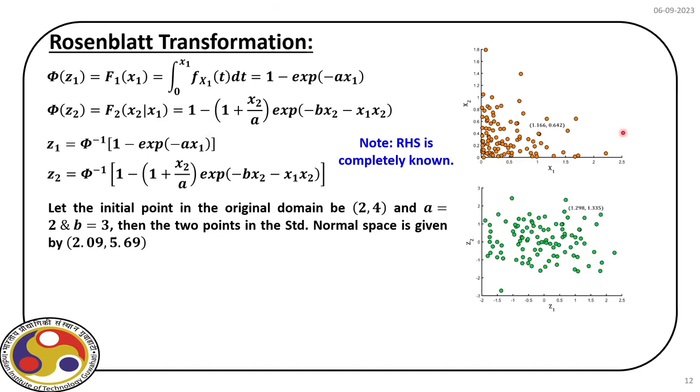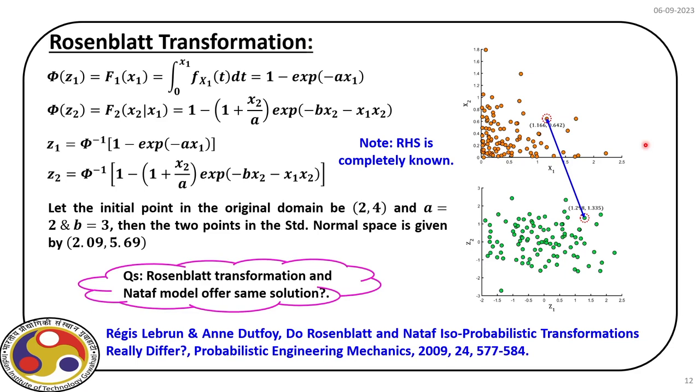In this case also, there is a match between the X domain and the Z domain. For every possible simulation in the X domain, we have a corresponding point in the Z domain. So that's what is shown here. And then we can use these samples further for our reliability analysis. Earlier we used this model for first order reliability analysis, and now using these samples we can solve Monte Carlo simulations.